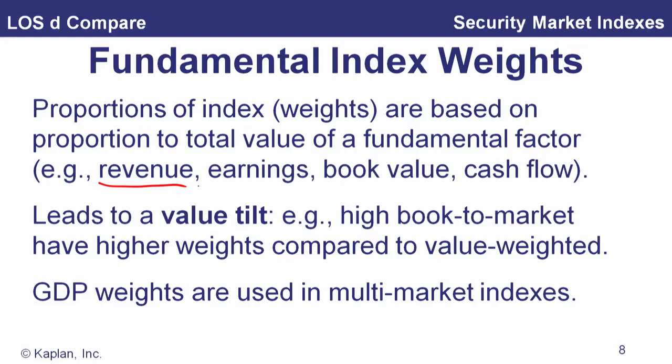And for international indexes, sometimes we weight the countries in the index by their proportion of the total gross domestic product of all the countries included in the index. So these would be GDP weights. The weight on the securities of country X is going to be country X's percentage of the total GDPs of all the countries in the index.